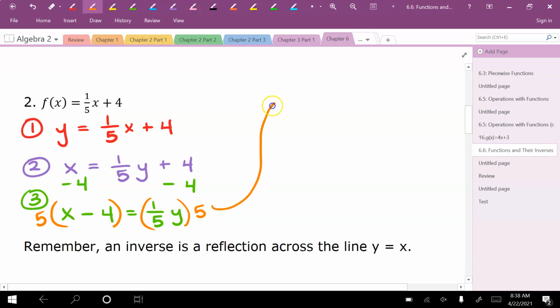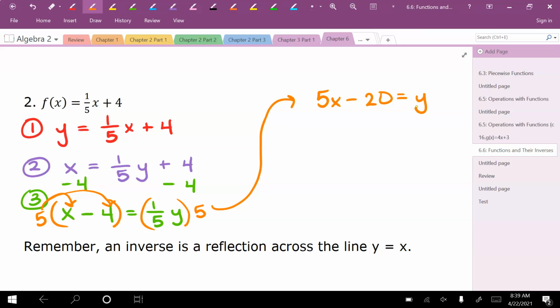Okay, so I'm going to move this up here now because I'm running out of space. So on the left-hand side, I have this 5 times the x minus 4. So I'm going to think about distributing that 5. So 5 times x, 5 times the minus 4. So that says 5x minus 20 equals y, because 1/5 times 5 is just going to become 1. So that's how we got y by itself.